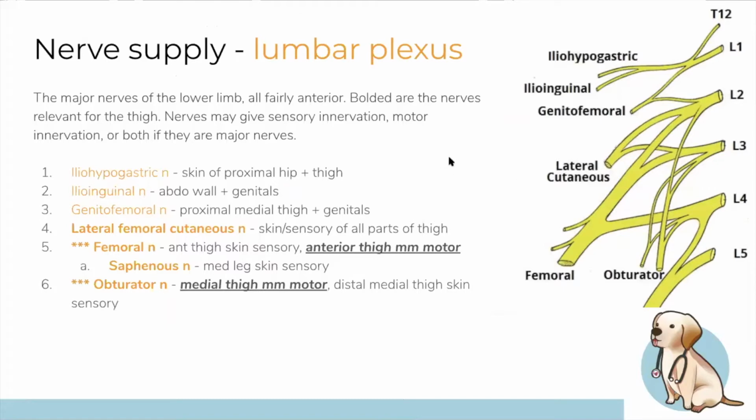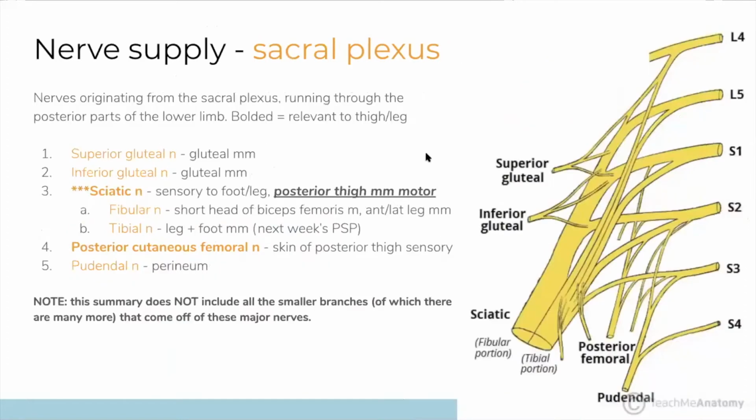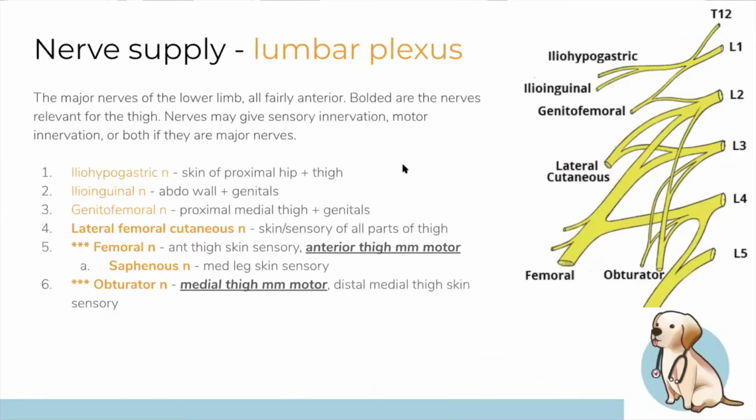For the lower limb, we have the lumbar plexus from the lumbar vertebrae, obviously, and the sacral plexus. For these two plexi, you luckily do not have to memorize all the braiding and the branches like we had to do in the brachial plexus, which was a nightmare. But we'll just be going over the main nerves that come out of each one.